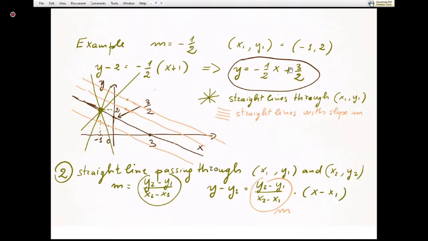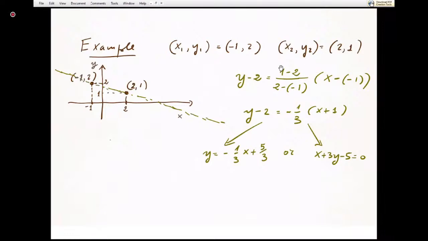Another example for property 2. I have 2 points now, x1, y1, x2, y2. I compute first of all the slope. Okay, so it is y2 minus y1 over x2 minus x1, that is 1 minus 2 over 2 plus 1, and this becomes minus 1/3.